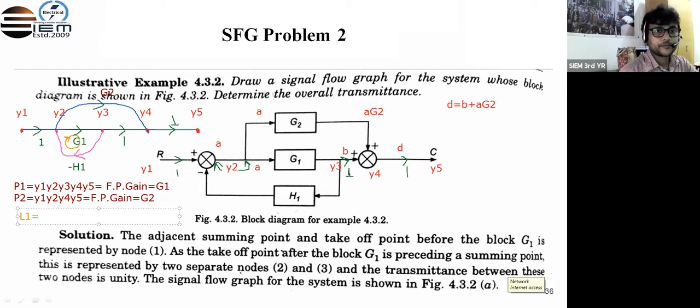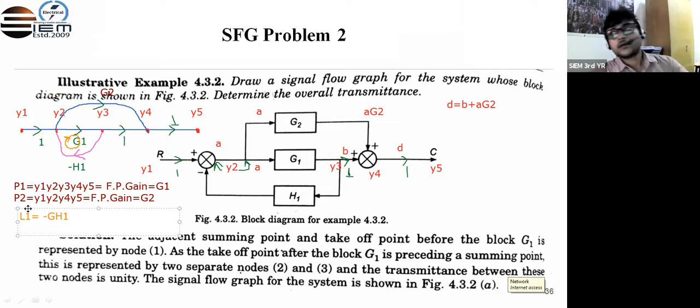L1 equals to, what is the loop gain? You tell me. G1 into minus H1. So it will be minus G1 H1. Okay. Is another loop present here? Y2, Y4. No other loops are present here.